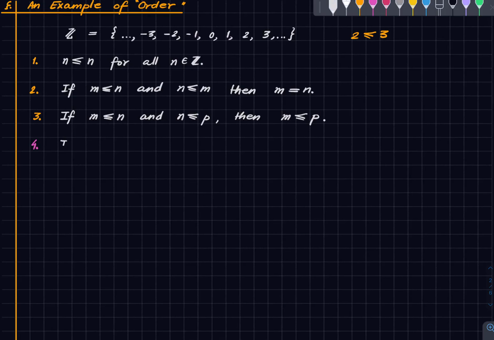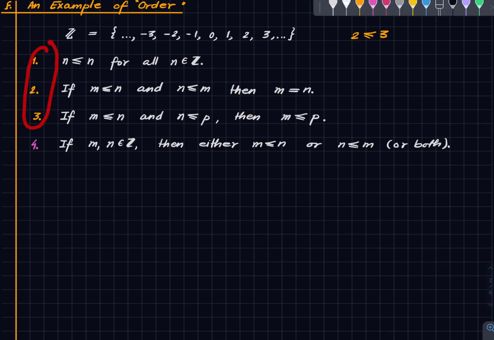So if m and n are integers, then either m is less than or equal to n or n is less than or equal to m, or both, of course. Both happen if and only if m and n are equal. So these four properties hold, and in the notion of a poset, we will be retaining these three properties and relinquish the last one. So now we will make this precise.